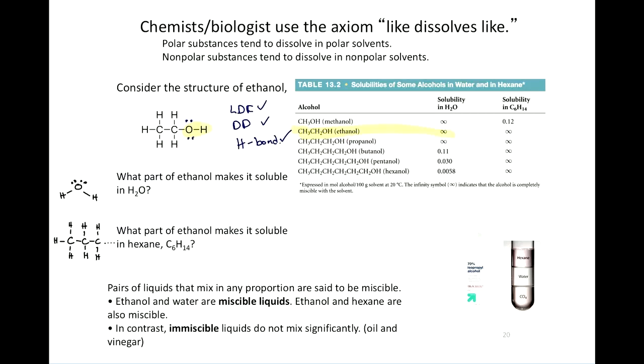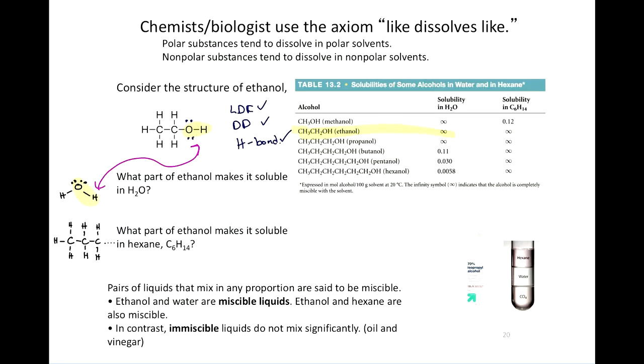So ethanol is infinitely soluble in water. Why do you think? Hydrogen bonding, yeah, very good. Both of them have the ability to hydrogen bond. They can hydrogen bond with themselves, so therefore they can hydrogen bond with one another. That makes sense why they can mix, because they have similar IMFs. So like dissolves like works here. They have similar IMFs.